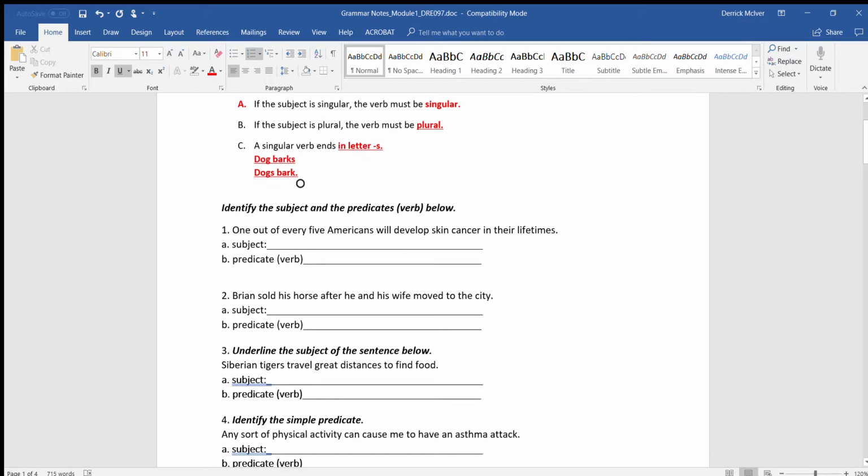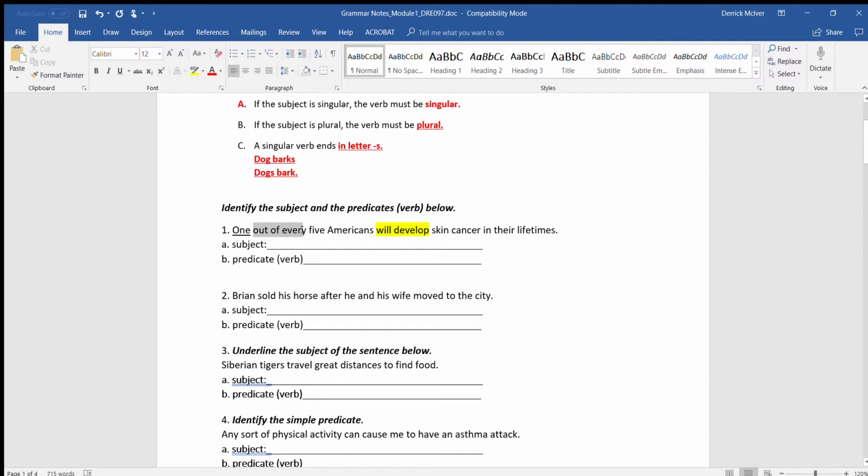All right, and so here, let's identify the subject and the predicate of the sentences. The subject is who or what the sentence is about. The predicate or the verb is what the sentence is doing. We're going to identify the simple subject and the simple predicate. So here, one will be the subject. Will develop is the predicate. Now I just highlight the predicates. Now, one is the subject.